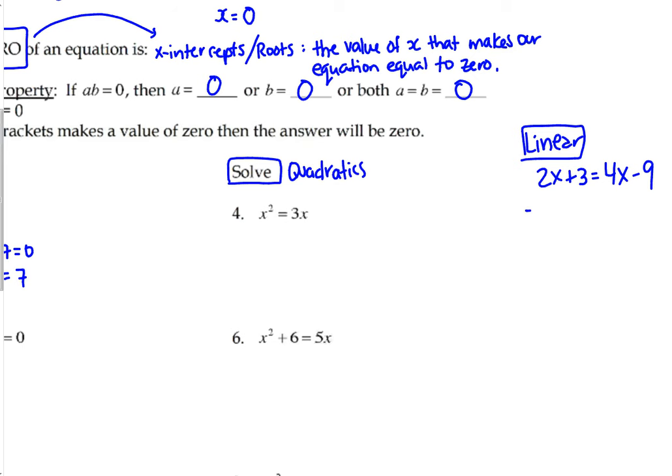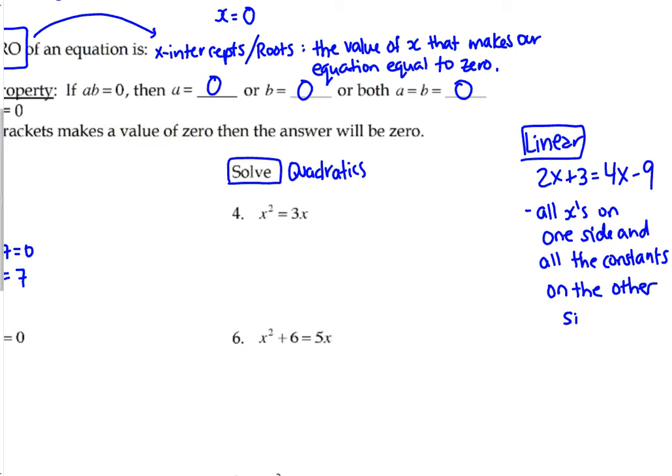So you want all x's on one side, and all the constants on the other side. Agreed? It's so ingrained into you. And so the problem is students are so used to linear equations, they want to get all the x's on one side, all the constants on the other. But now we're dealing with quadratics.